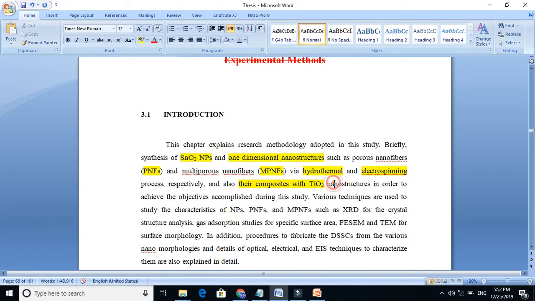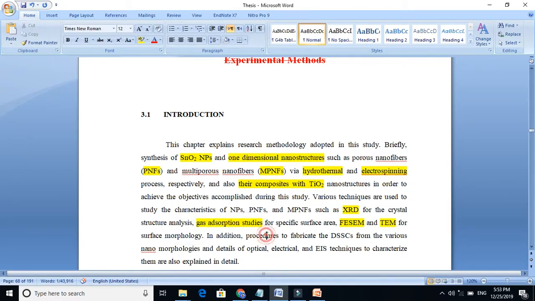This is called materials. And now, what are the methods? Let's start from here. This is also a method. But now I want to characterize and know the properties of this material. So I will use various techniques to study the characteristics of these nanoparticles, such as the XRD technique for crystal structure. This is my method. For gas adsorption study for specific surface area, this is another method. I will use a field emission scanning electron microscope, and I will also use a transmission electron microscope for surface morphology. Morphology means the shapes.